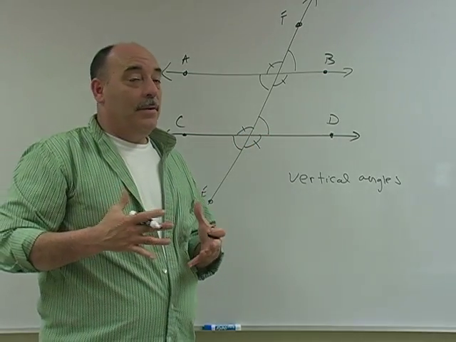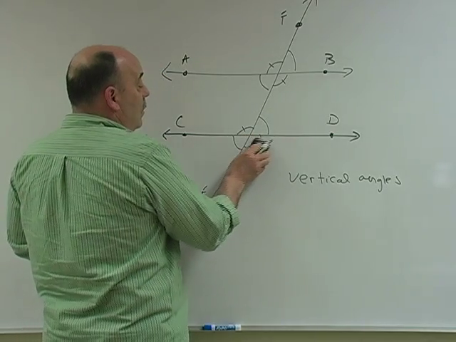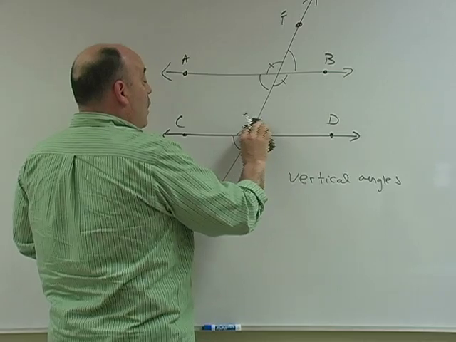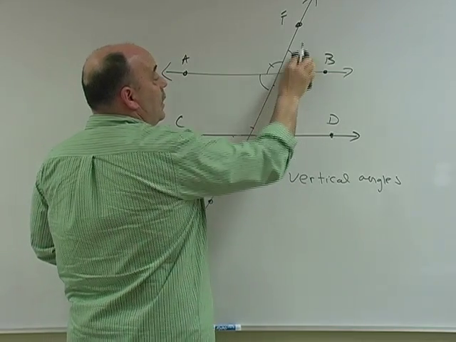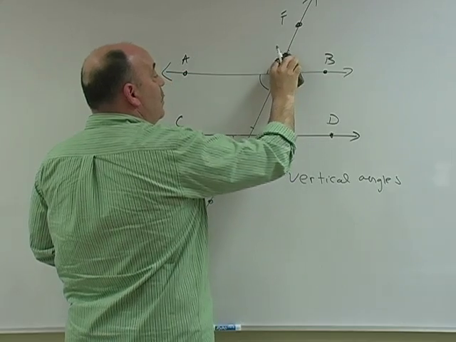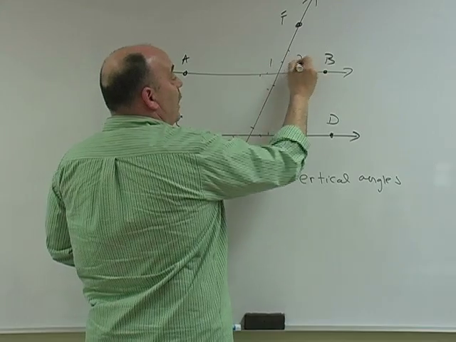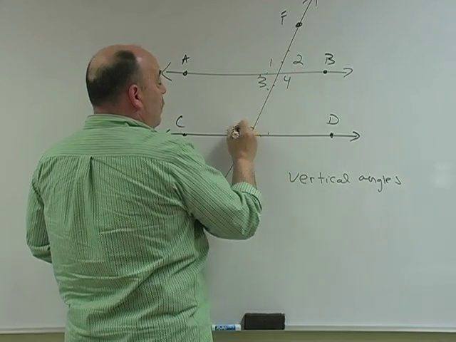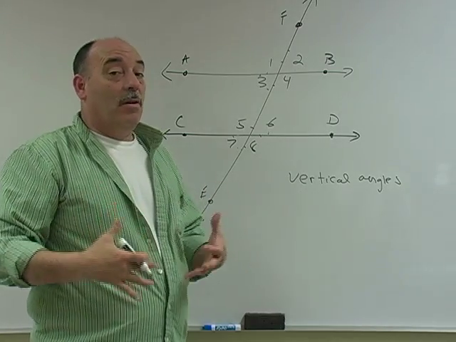Now where the kids get confused is a lot of times what I'll do is erase some of these little arches here, and instead of putting these arcs in here indicating that we have an angle, I usually label them with a number or a letter. So we'll go with the numbers right now, 1, 2, 3, 4, 5, 6, 7, 8. And I'll ask them to tell me what are the vertical angles.